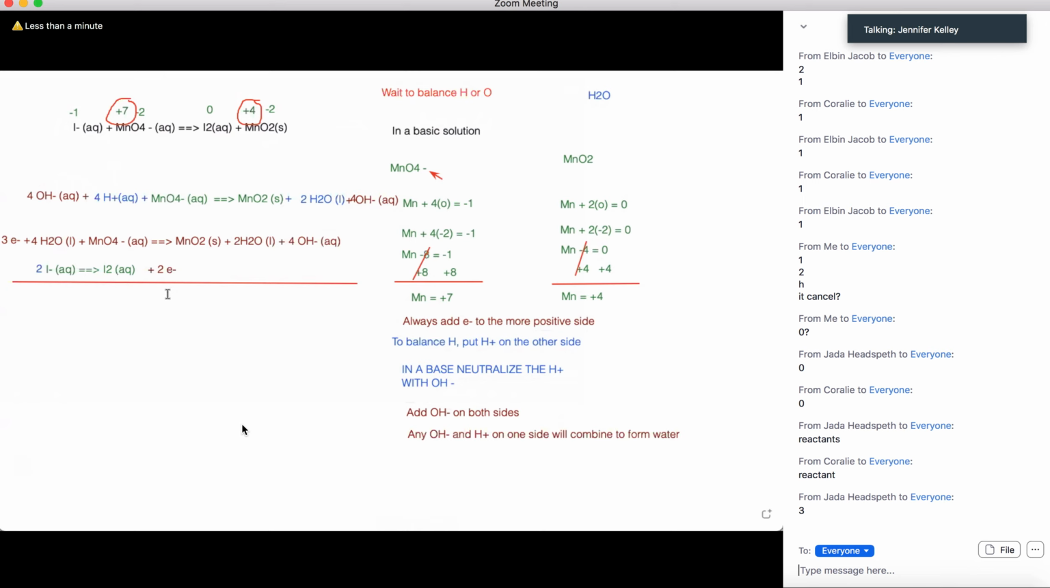Oh man. It's saying that I have less than a minute left, so it may close. If it does, we'll reopen it, and then you just come back.